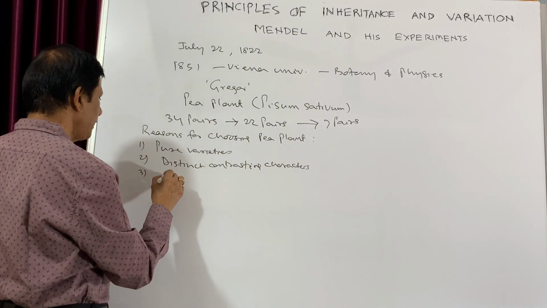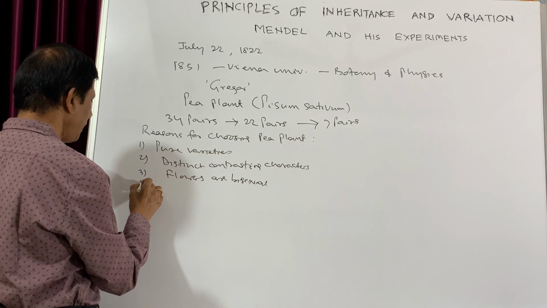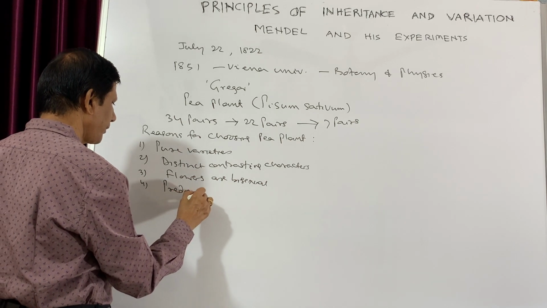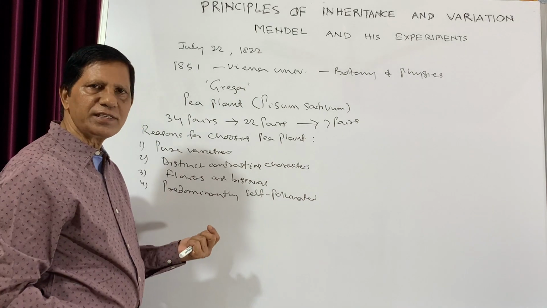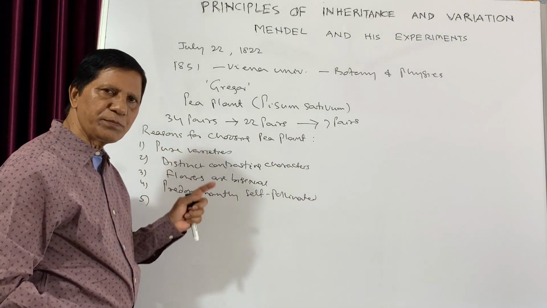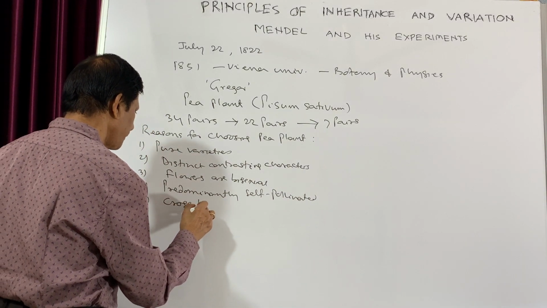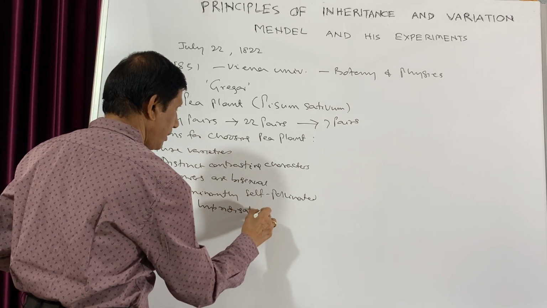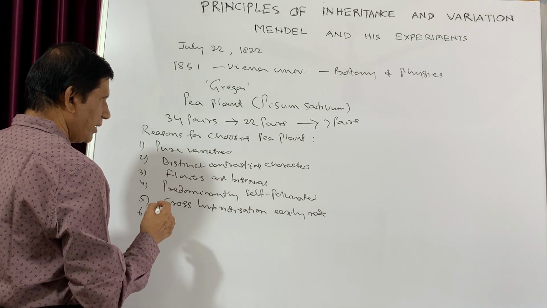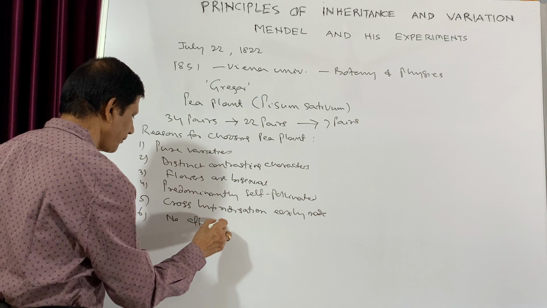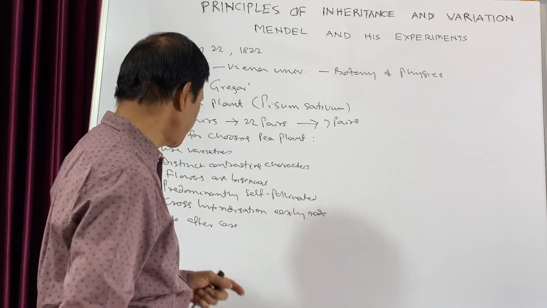Then the next point is flowers are bisexual. And another point is, it is predominantly self-pollinated because it has bisexual flowers, so naturally it is self-pollinated. Now, another important point is, though it is predominantly self-pollinated, the cross-hybridization can be easily made. Then, another important point is, there is no aftercare. That means after planting the young seedlings, you do not have to take much care. That is an important point.